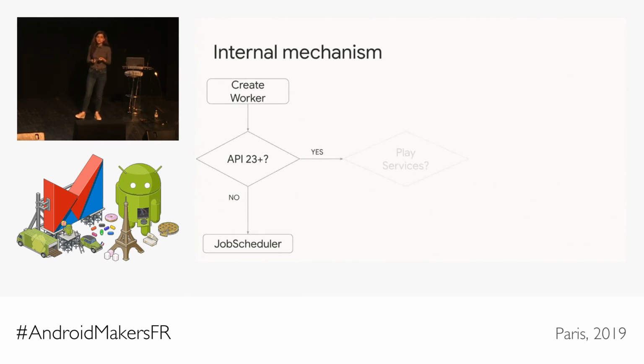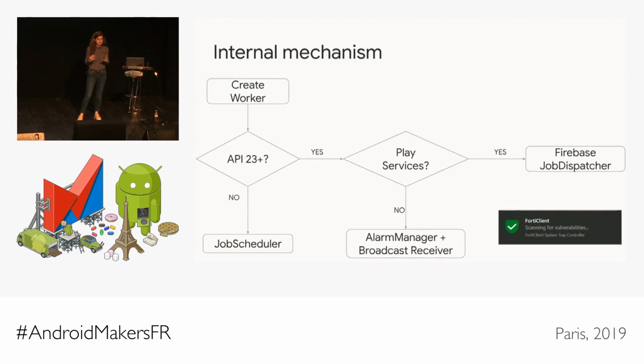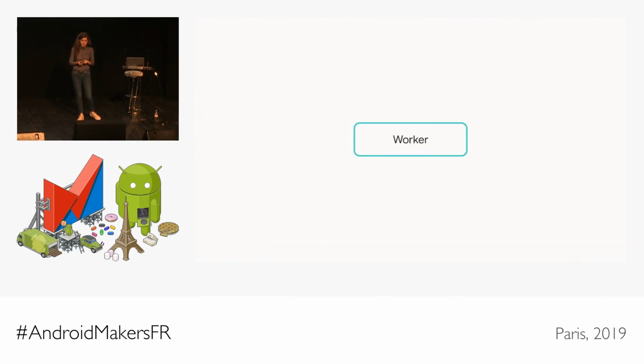If we have, it will check if we have Google Play services. If we don't have Google Play services, it will use Alarm Manager and Broadcast Receivers. And if we have Google Play services, it will use Firebase Job Dispatcher. So actually, WorkManager is more like a wrapper on these background processing solutions. So all the work that we should be done by us is done by the WorkManager for us.